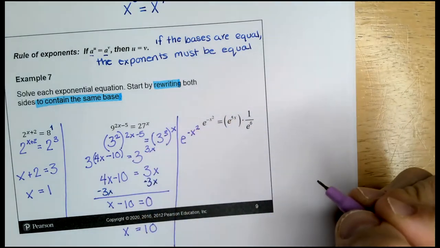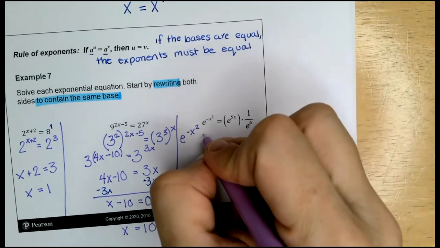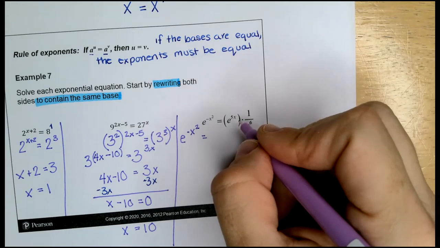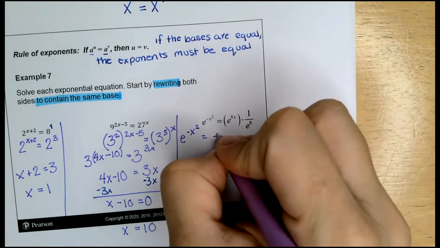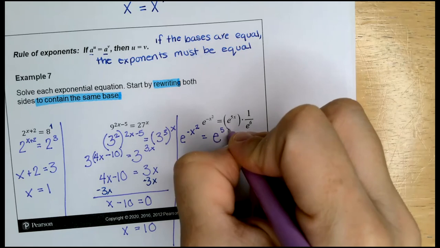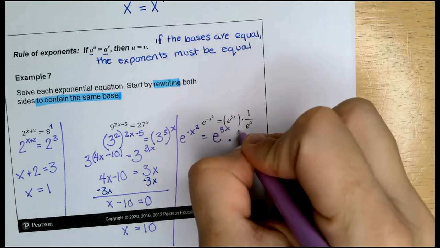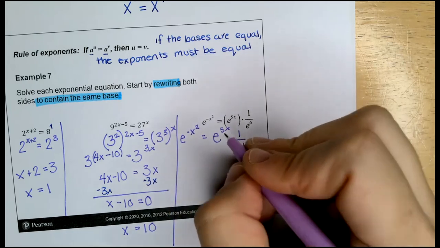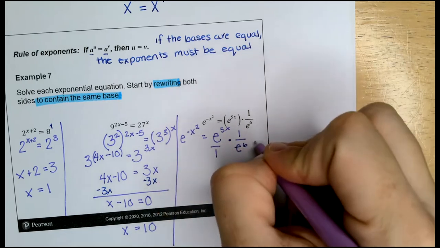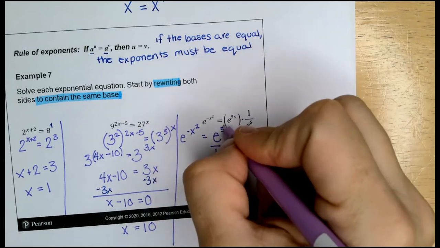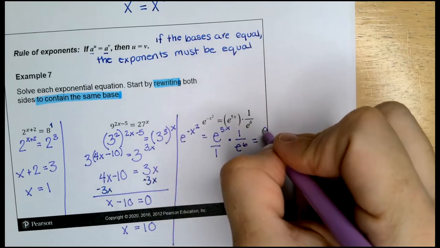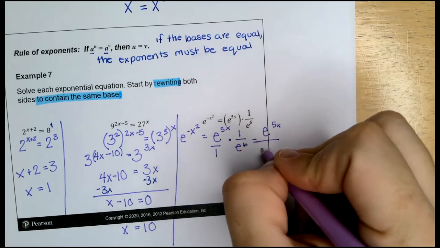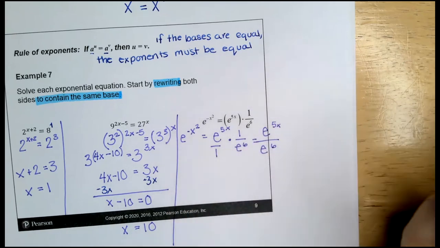A power within a power is e to the 5x times 1 over e to the 6th. I'm going to change this into a fraction and just multiply it straight across. e to the 5x times 1 is e to the 5x. 1 times e to the 6th is e to the 6th.